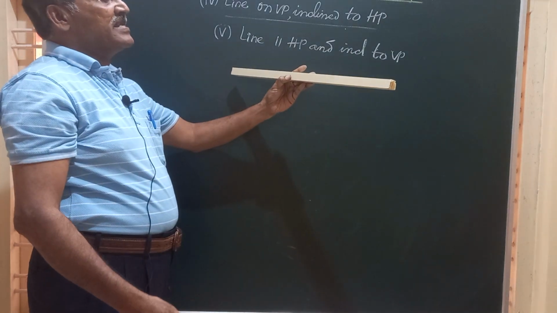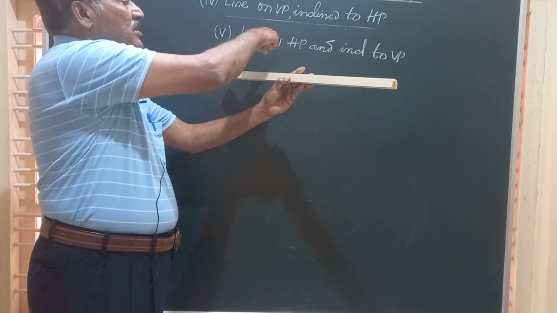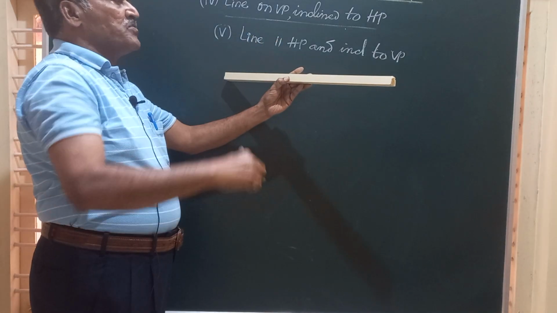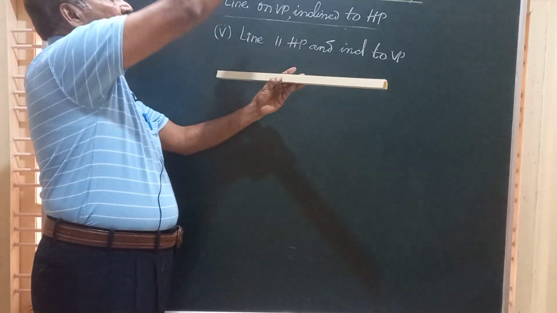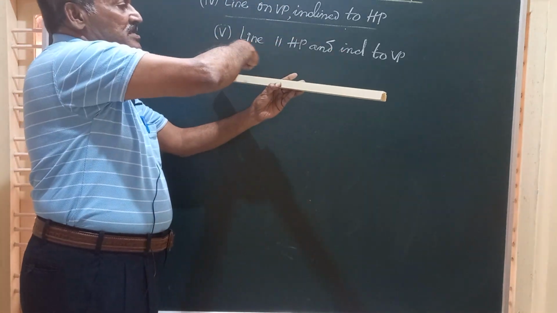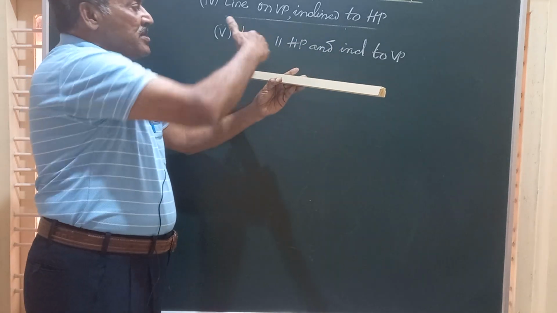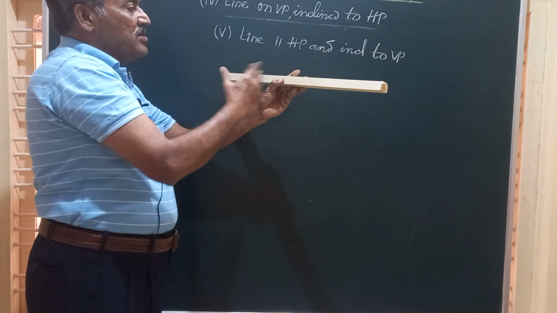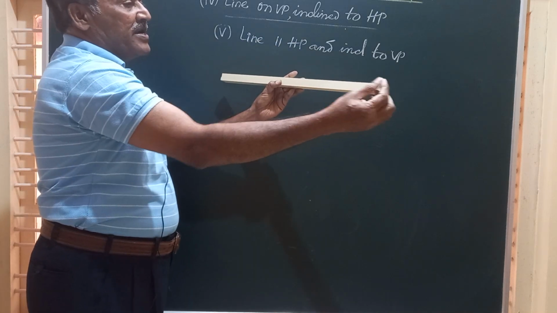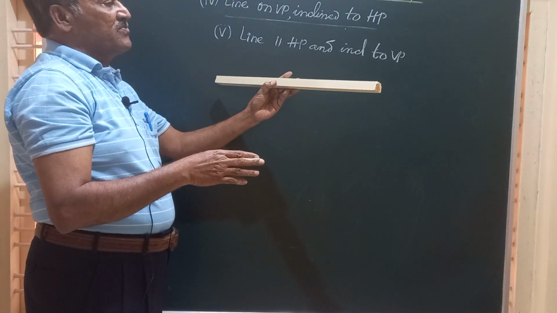So when you have a line like this, line AB is parallel to HP and inclined to VP. The true length of the line is seen in the top view. When you look from the top, you can see the actual length, that is 90 millimeter. But in the front view, depending on the inclination the line is making with VP, you will get a shortened length. One point from here, one point from here. You get a shortened length in the front view.